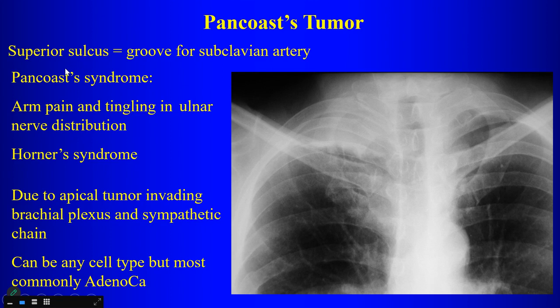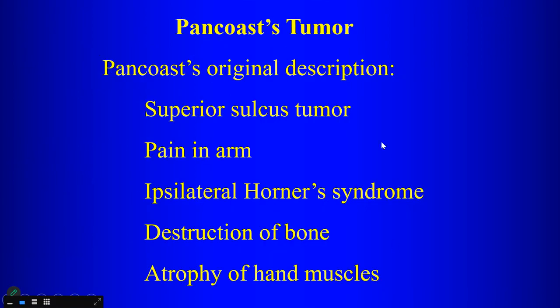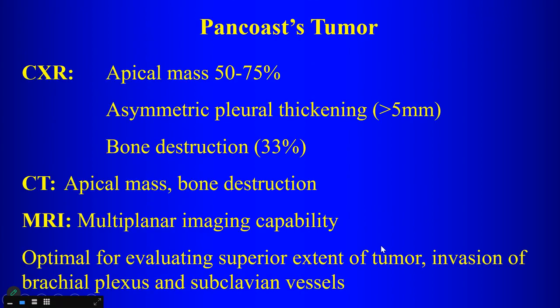So it's also called superior sulcus tumor, which is the groove for the subclavian artery. Pancoast syndrome: arm pain and tingling in the ulnar nerve distribution, Horner syndrome. It's due to the apical tumor invading the brachial plexus and sympathetic chain. It can be any cell type, most commonly adenocarcinoma. In Pancoast's original description: superior sulcus tumor, pain in the arm, ipsilateral Horner syndrome, destruction of bone and atrophy of the hand muscles. Apical mass, asymmetric pleural thickening, bone destruction.